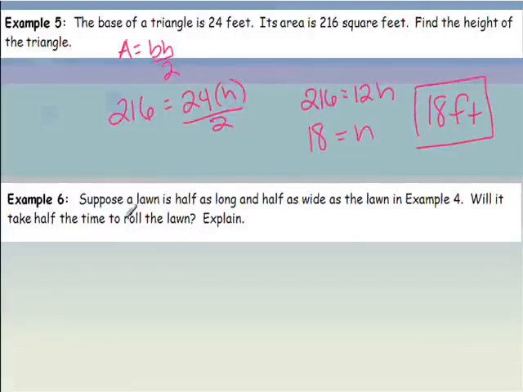All right, example 6 is referring back to that previous one about rolling the lawn. And it says if the lawn is half as long and half as wide, then will it take half the time to roll? I want you to be able to explain this in class tomorrow. So I want you to think about that, and I want you to come up with an answer.